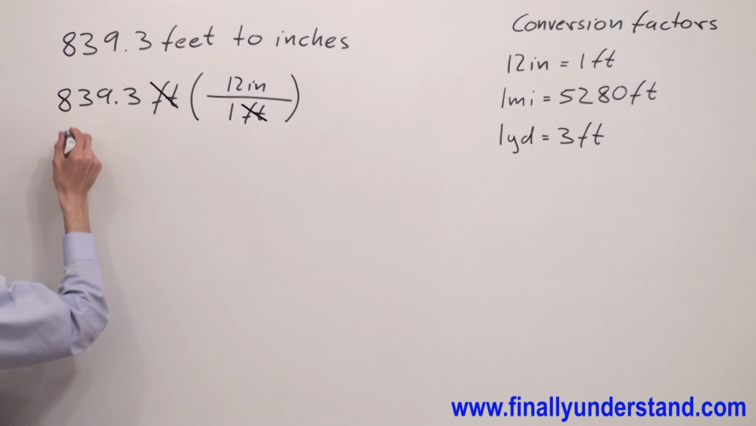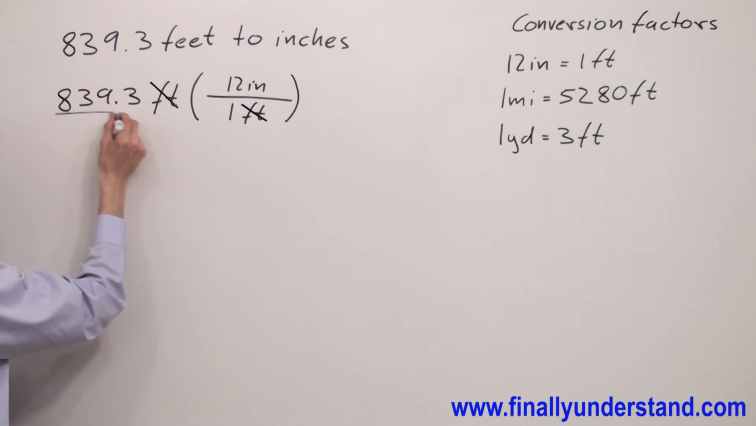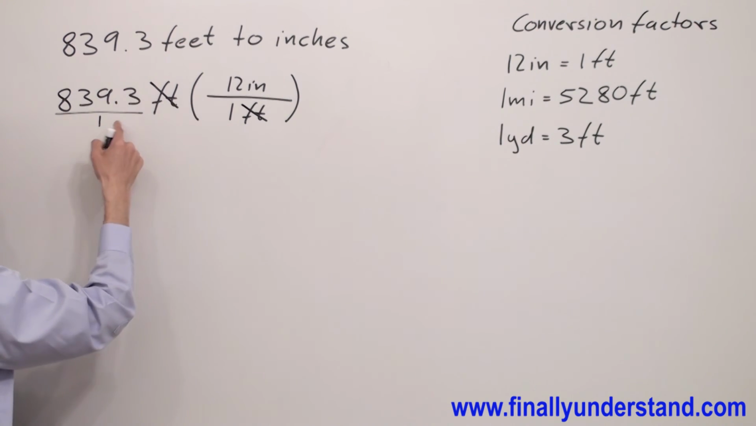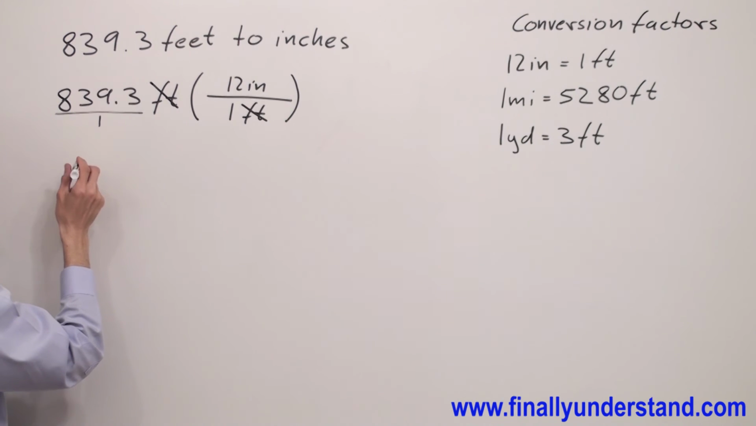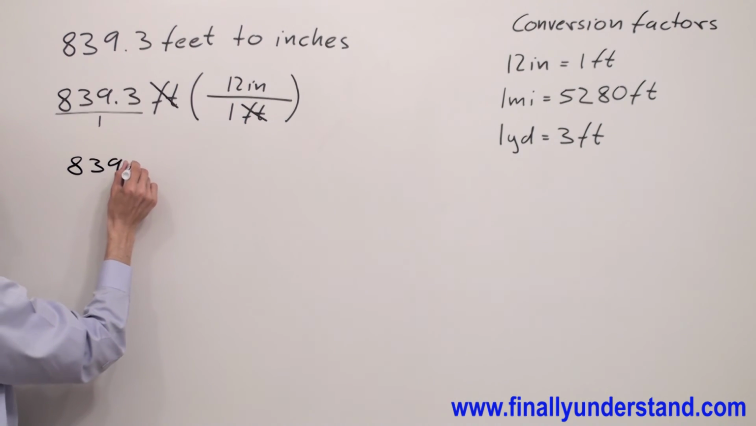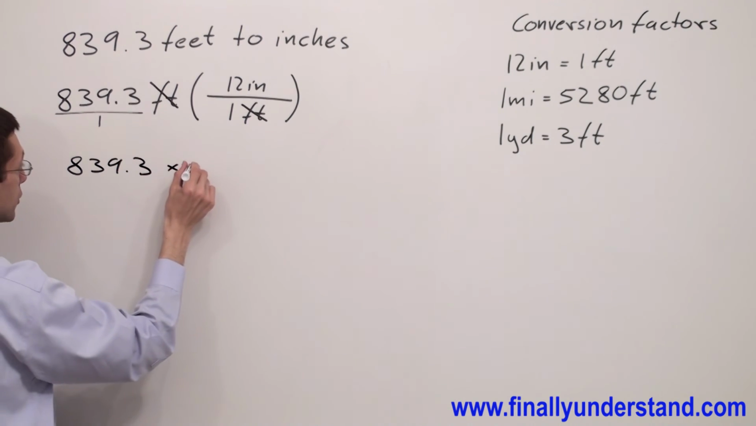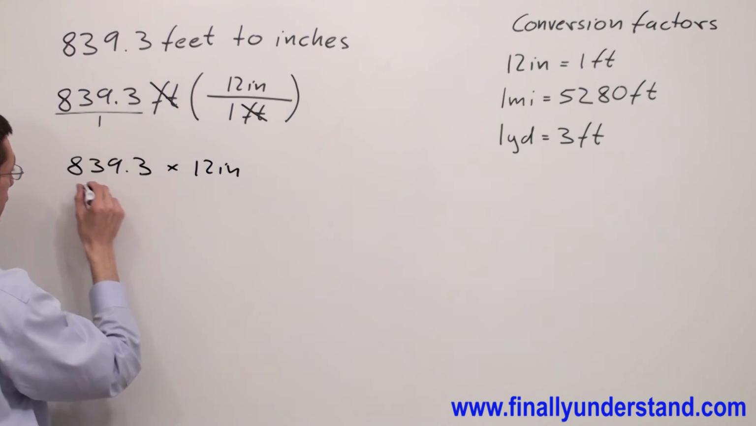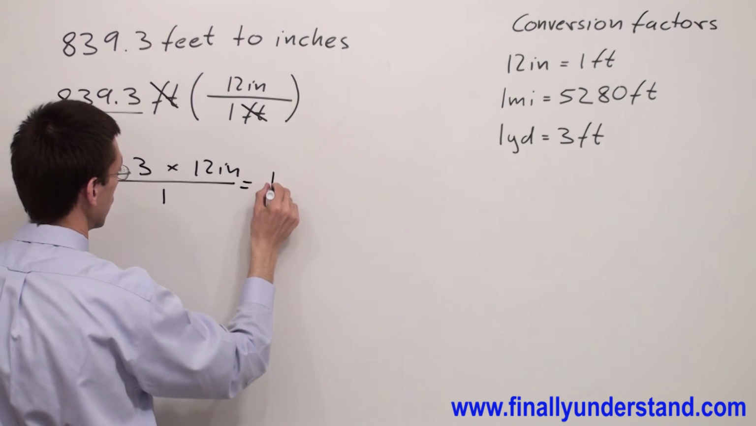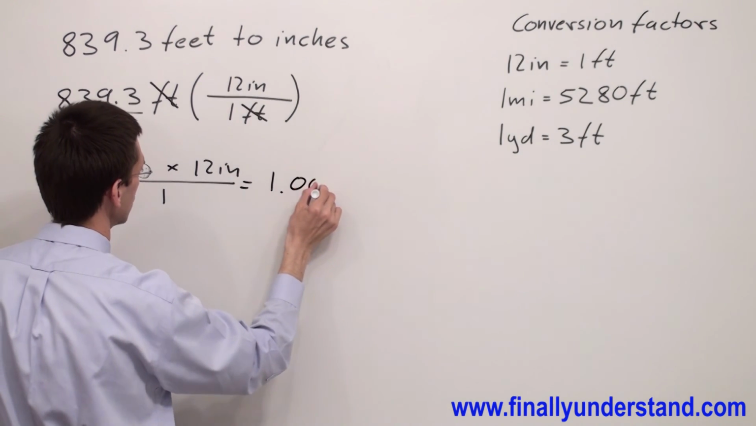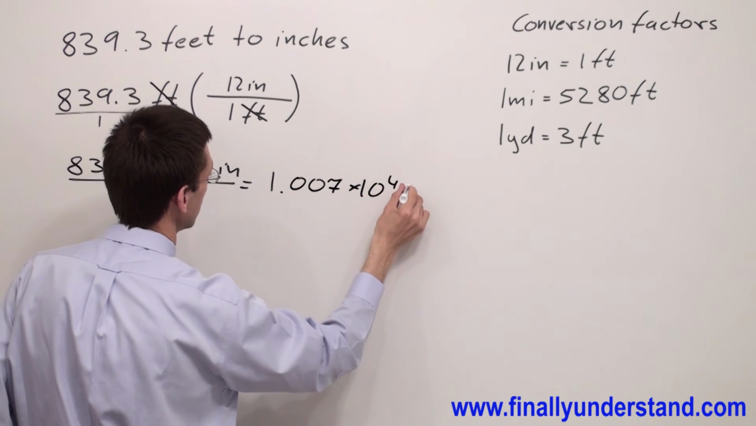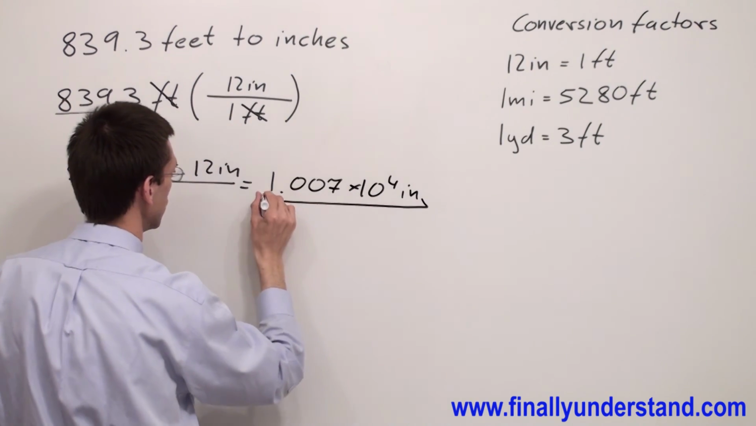And keep in mind that this is always an improper fraction. Anytime you multiply fractions, you have to multiply numerator by numerator, denominator by denominator. And we have 839.3 times 12 inches over 1. This is going to be equal to 1.007 times 10 to the 4 inches. This is the solution to this problem.